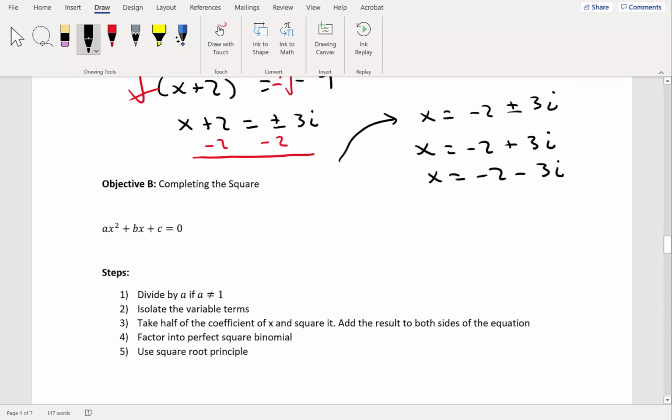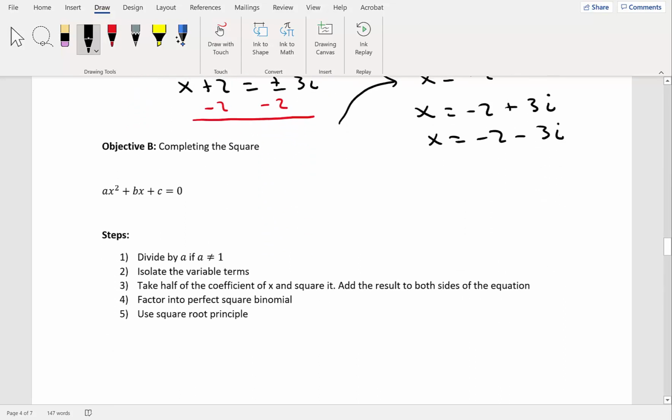So now, the steps when we're completing the square. We have a generic quadratic equation here, ax squared plus bx plus c equals 0, so it's in standard form. Our first step is to divide by a if a is not equal to 1. So if your coefficient of x squared is not 1, you're going to divide each term by that number. Step 2 is to isolate the variable terms, meaning get your x's on one side and the constant on the other side.